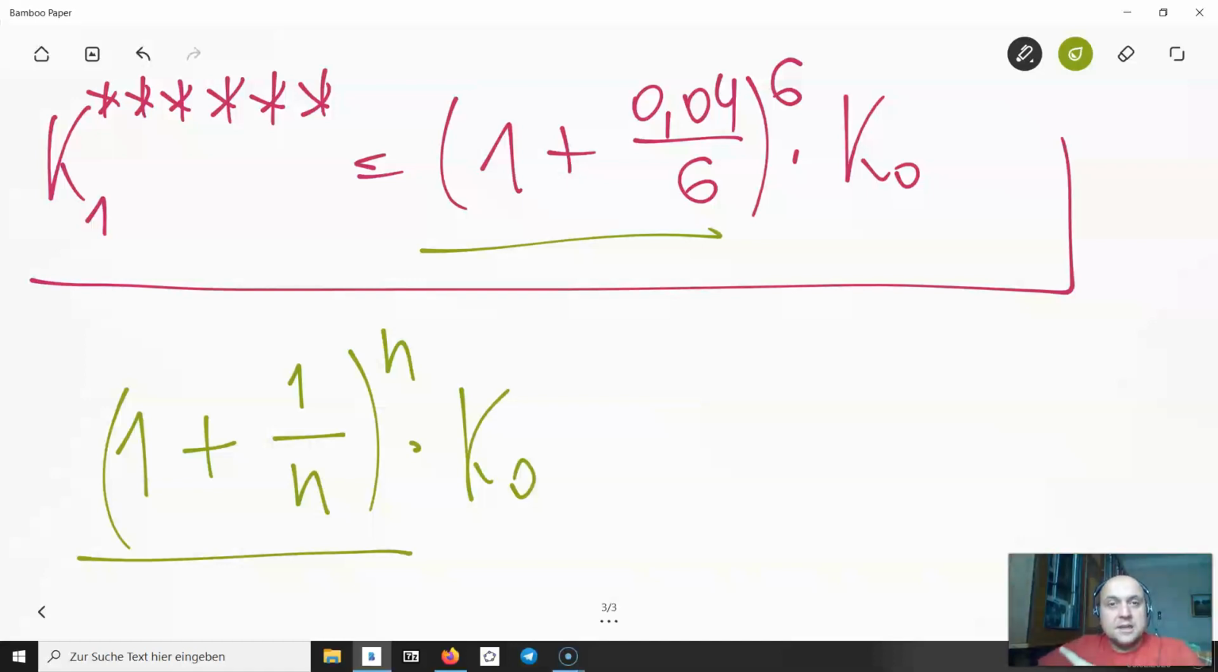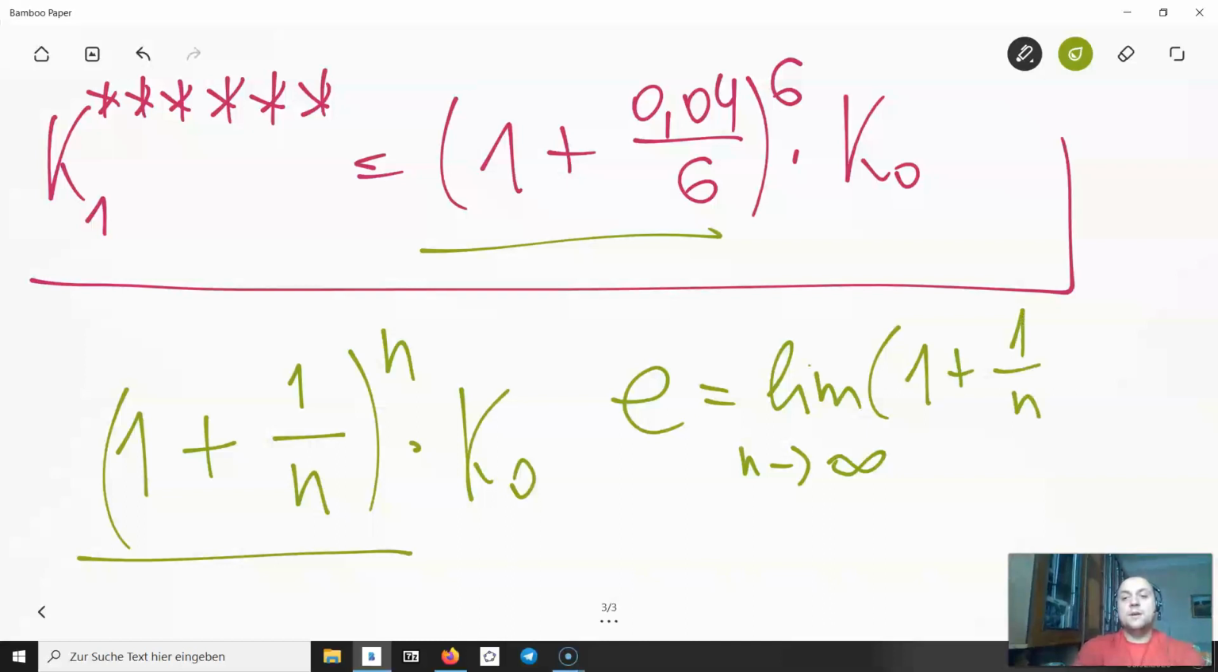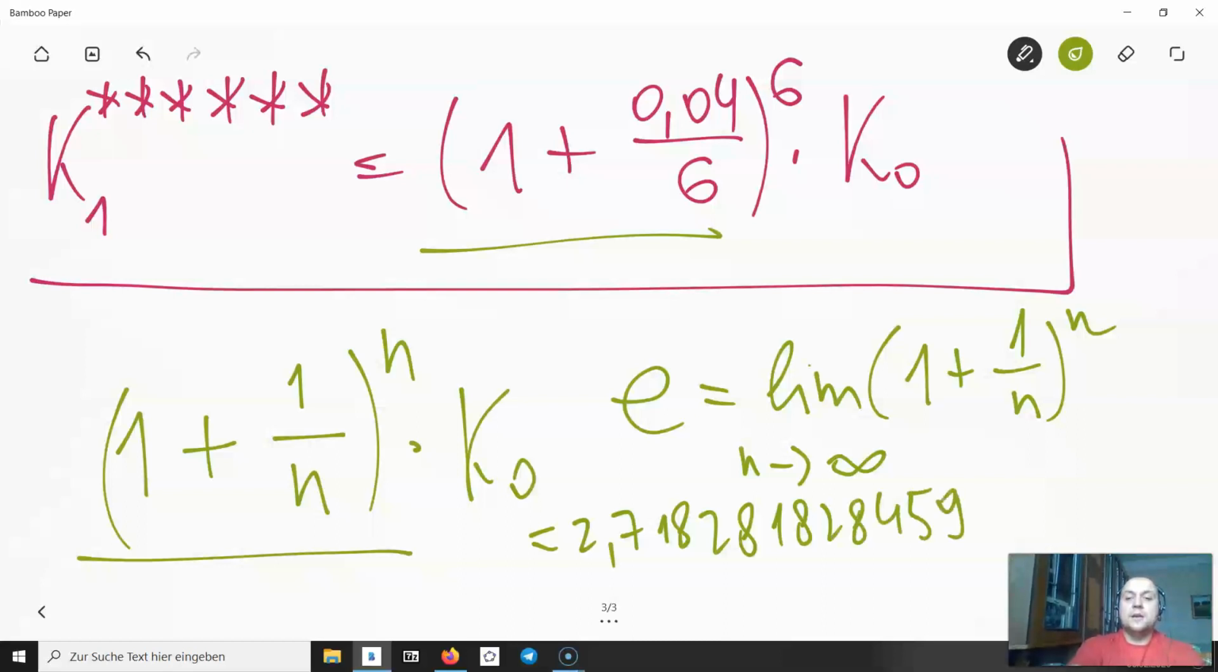And this, my friends, is the definition of the very important number in mathematics, the Euler's number. So the Euler's number is the limit, as n runs towards infinity, of 1 plus 1 divided by n to the power of n. And this is approximately 2.71828 1828 45 90 45 23 53 60, and so on. It's a never-ending number. It's a so-called irrational number, like the square root of 3 or the square root of 2.